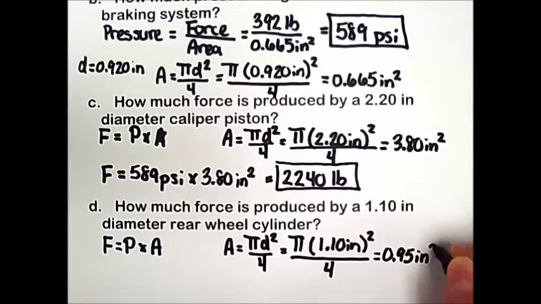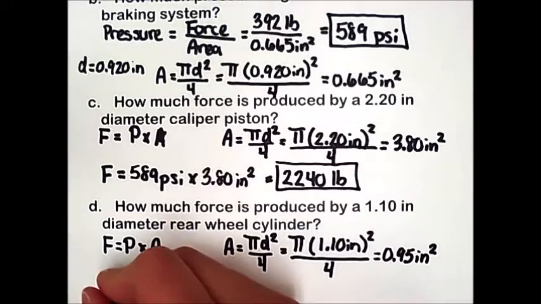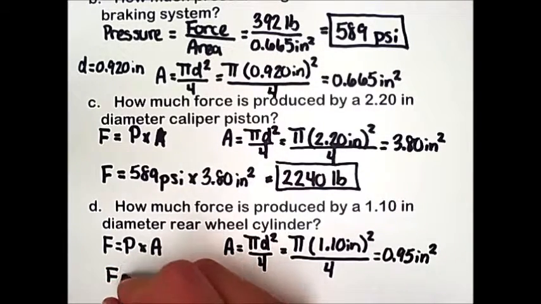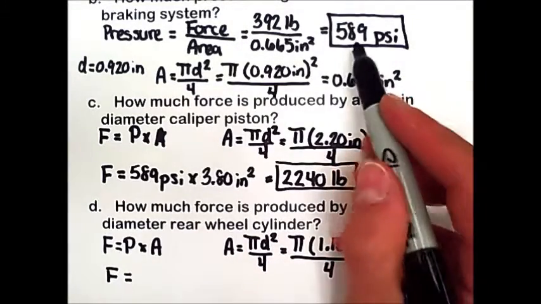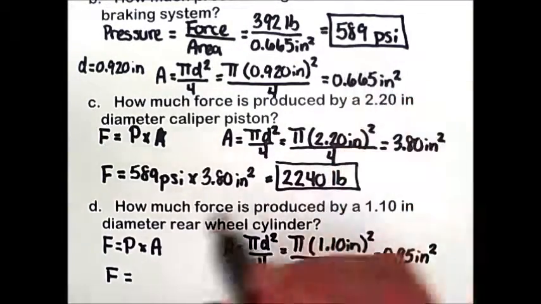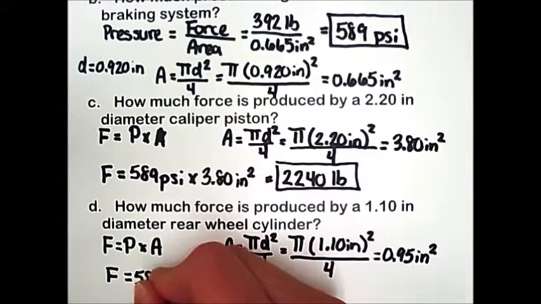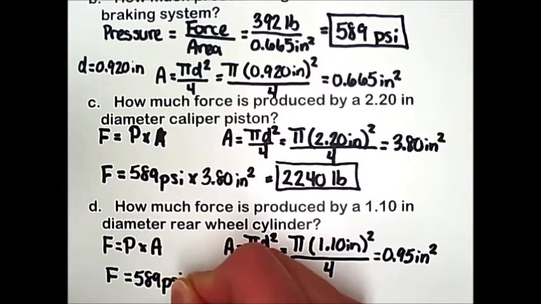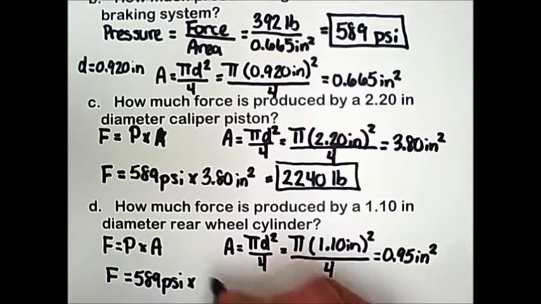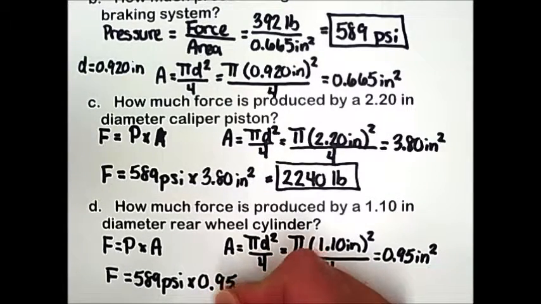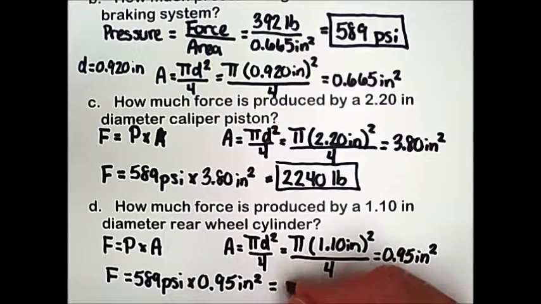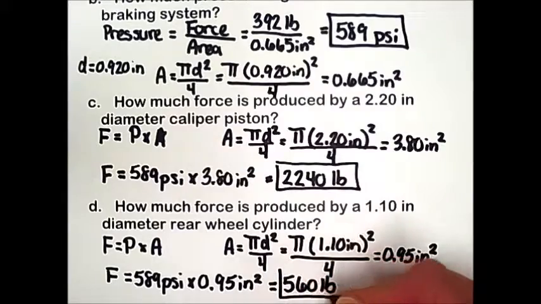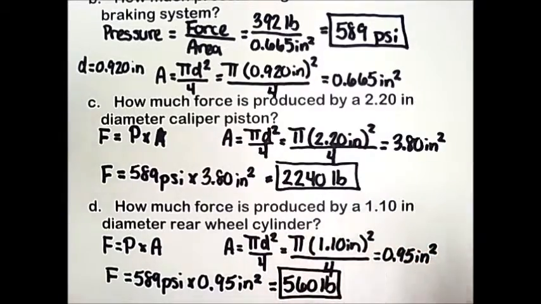0.95 square inches. So now we can calculate the force by taking the pressure, again, from part B, that pressure is the same throughout the entire system, 589 psi, multiplied by our area of 0.95 square inches, we should get a force of approximately 560 pounds that's produced by this rear wheel cylinder.